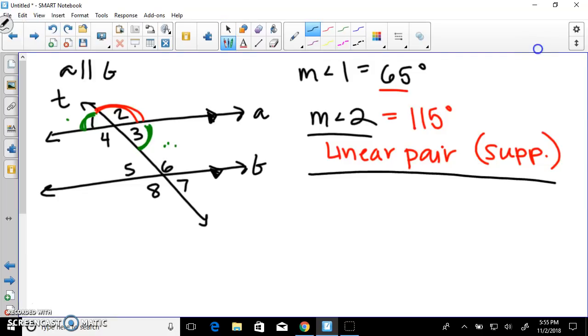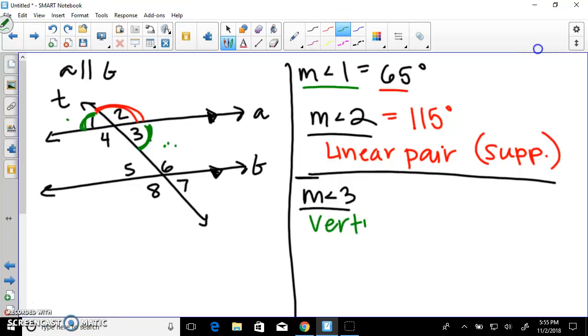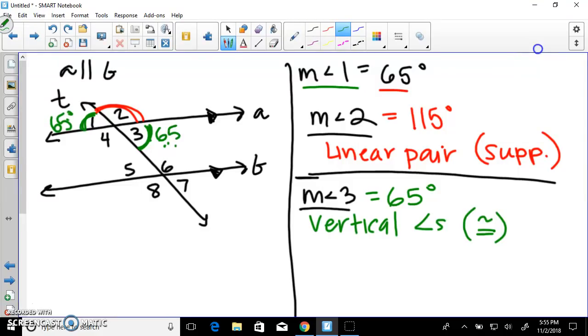All right, let's look for the measure of angle 3 now. So I'm going to kind of box this off. The measure of angle 3. Well, let's talk about the relationship between what we know, measure of angle 1, and the measure of angle 3. Well, 1 and 3 are vertical angles. So that means that they're congruent. So if 1 is 65, then 3 is also going to be 65 degrees. And if you want, you can label in your picture 65.